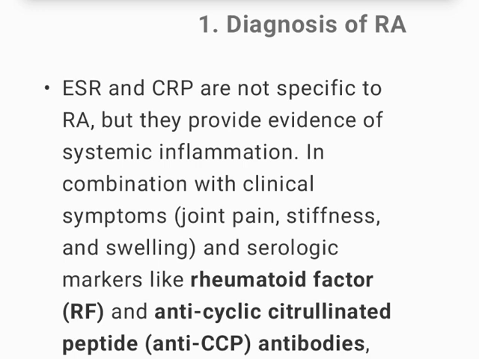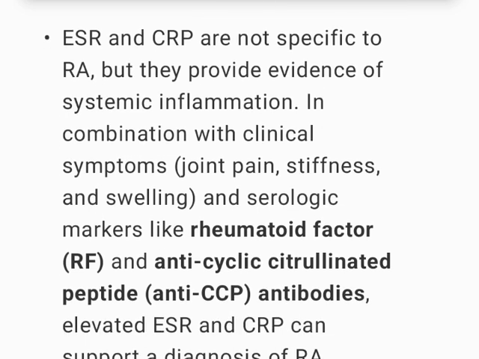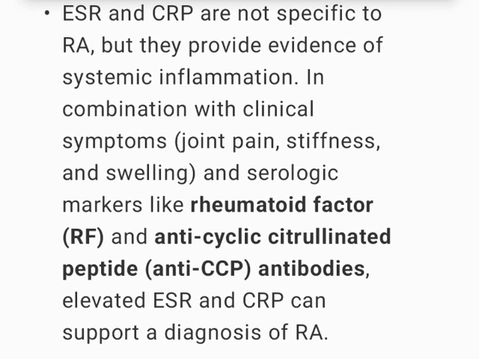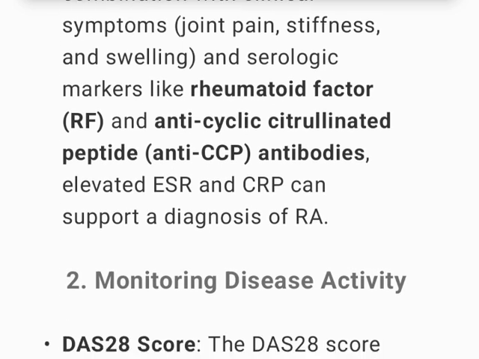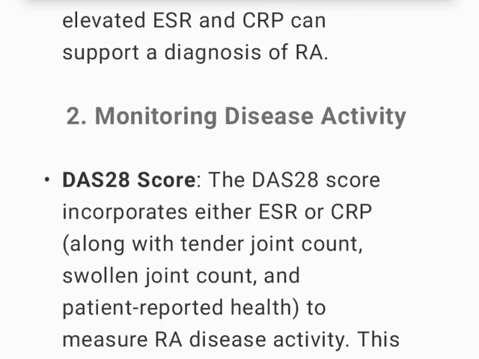ESR and CRP are not specific to RA, but they provide evidence of systemic inflammation. In combination with clinical symptoms, joint pain, stiffness, and swelling, and serologic markers like rheumatoid factor, RF, and anti-cyclic citrullinated peptide, anti-CCP antibodies, elevated ESR and CRP can support a diagnosis of RA.